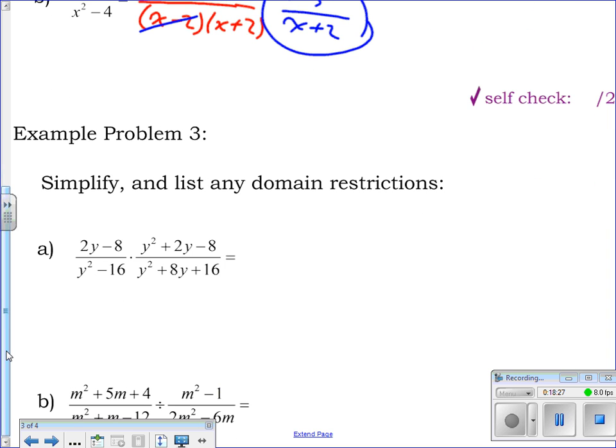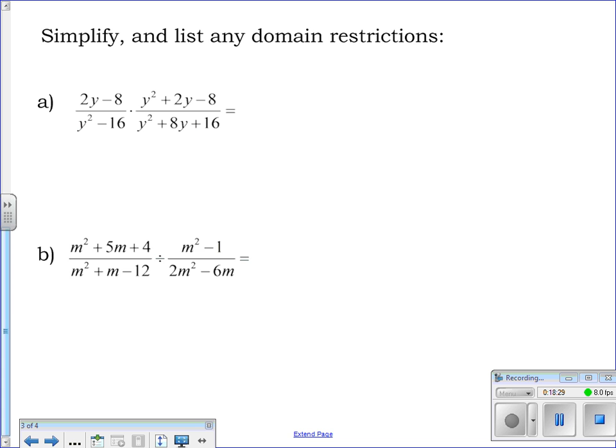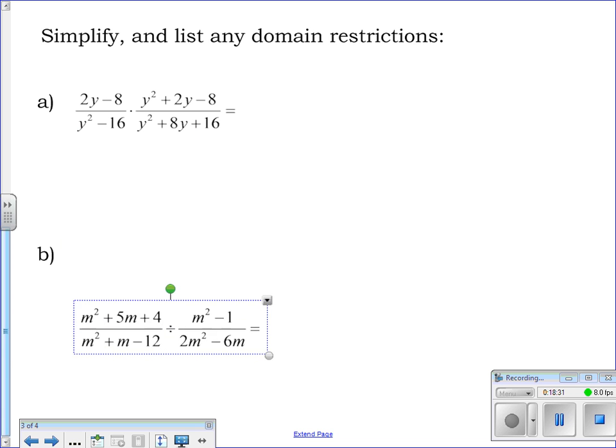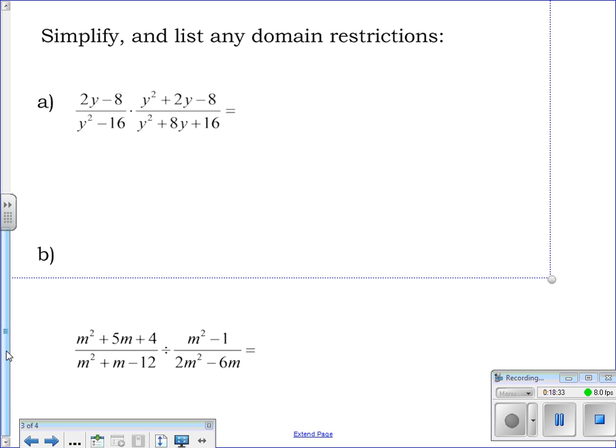All right, now we're going to step it up a notch. Multiplication. Your first step in multiplying fractions is to factor every fraction. Factor them both. That's your first step when you're multiplying fractions like this.